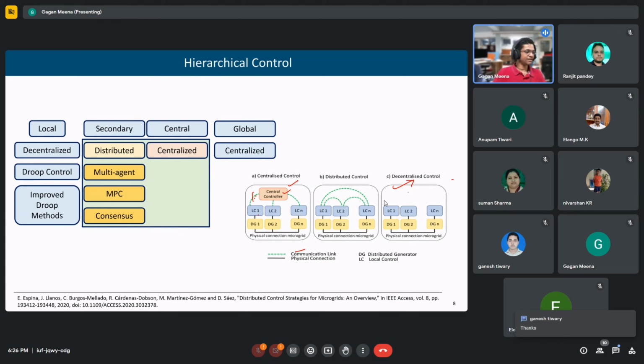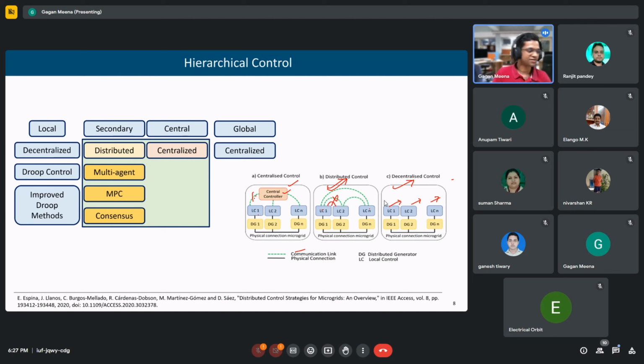This is decentralized. Here each one is taking care of its own generator, with no communication at all. Here there is communication with neighbors also. So if this link fails, still because this is connected to this, it is still able to do it. That is the advantage of distributed, but the problem is it requires more communication infrastructure.